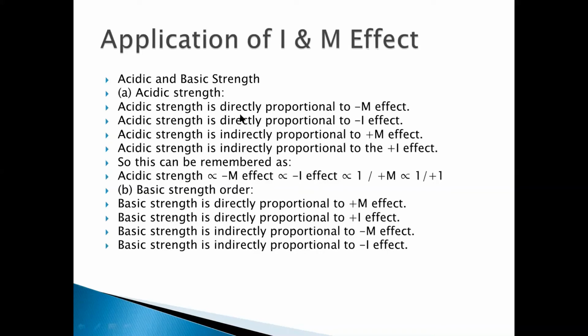Acidic strength is directly proportional to the minus I effect. If the minus I effect is more, acidity is more. Yesterday, in the last class, we saw that if more electron releasing groups are attached, acidity decreases, and trichloroacetic acid is more acidic. Similarly, here acidic strength is directly proportional to the minus M effect and minus I effect. Similarly, basic strength is in the reverse order.